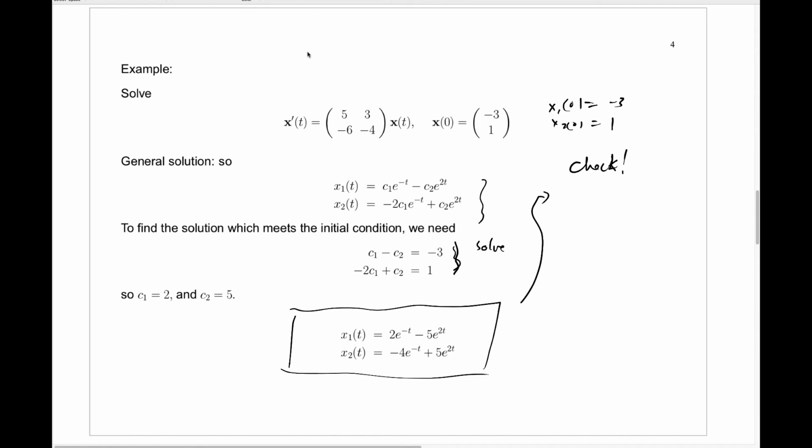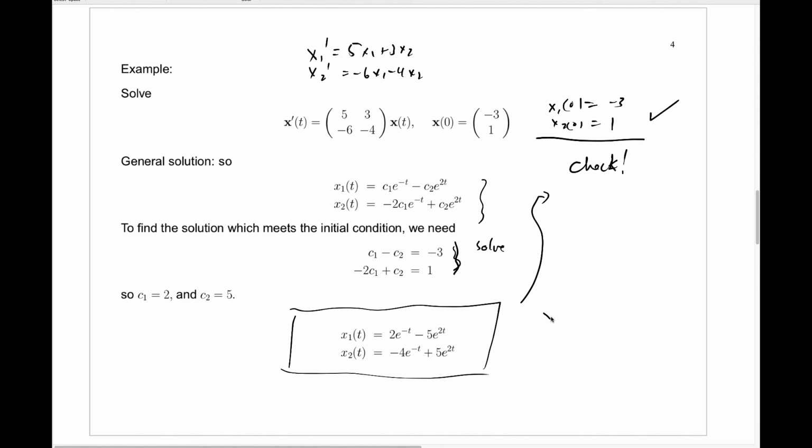So what do we need to be true? We need x1 prime to be 5x1 plus 3x2, and we need x2 prime to be minus 6x1 minus 4x2. And we need x1 of 0 equals minus 3 and x2 of 0 equals 1. Well, it should be immediate that x1 of 0 is minus 3. You just plug in 0, you get 2 minus 5 is minus 3. And x2 of 0 is minus 4 plus 5, that's 1. So this part checks really easily.